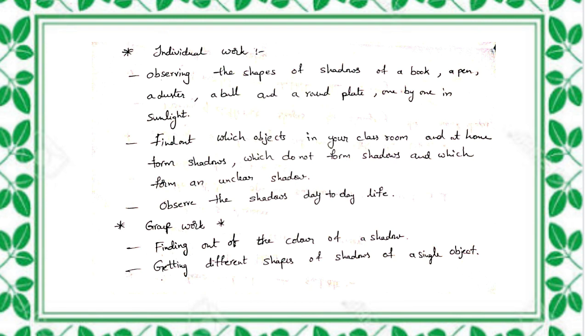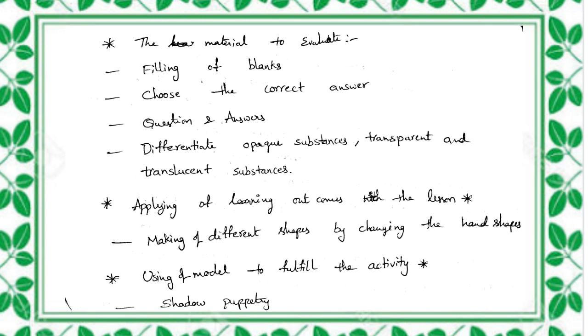Group work. Finding out the color of shadow, getting different shapes of shadows of a single object, the material to evaluate, filling the blanks, choose the correct answer, questions and answers, differentiate opaque substances, transparent and translucent substances.